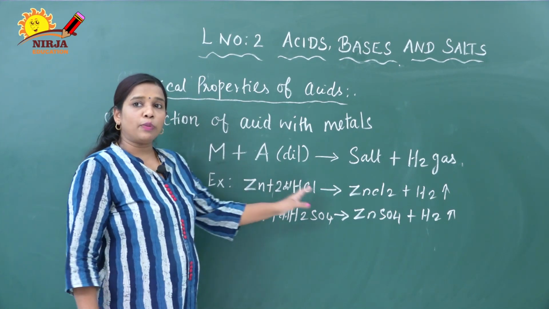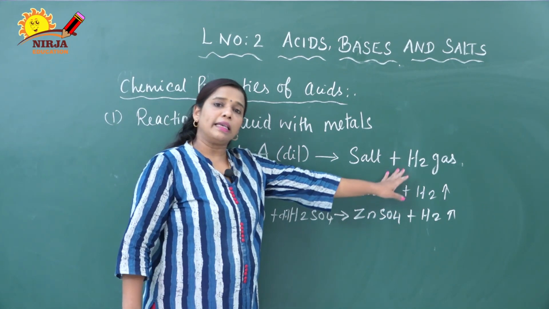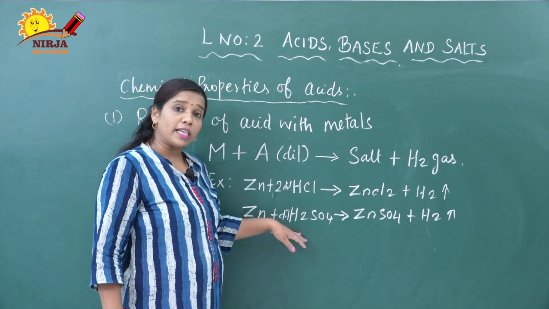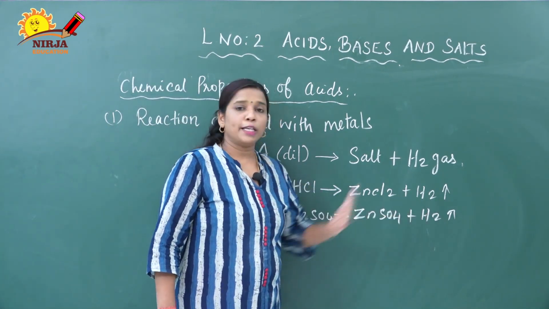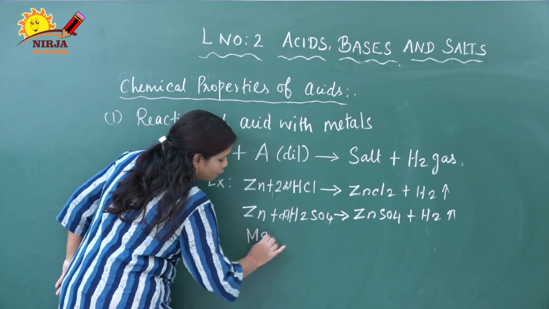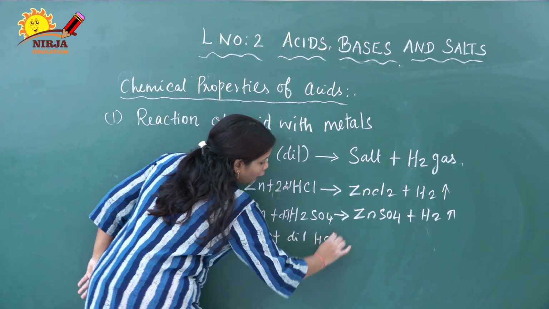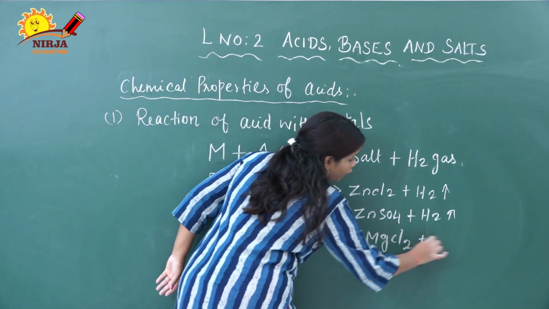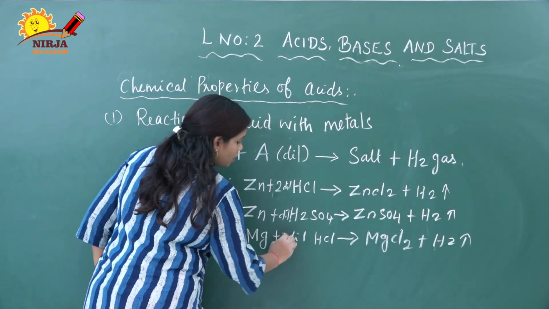When zinc reacts with hydrochloric acid, it produces zinc chloride, which is a salt, and H2, hydrogen gas. Same like that, when zinc reacts with dilute sulfuric acid, it produces zinc sulfate, ZnSO4, plus H2 gas. The same like that we can take another example, Mg. Magnesium reacts with dilute HCl, it produces magnesium chloride, MgCl2, plus H2. Here you have to balance the equation.